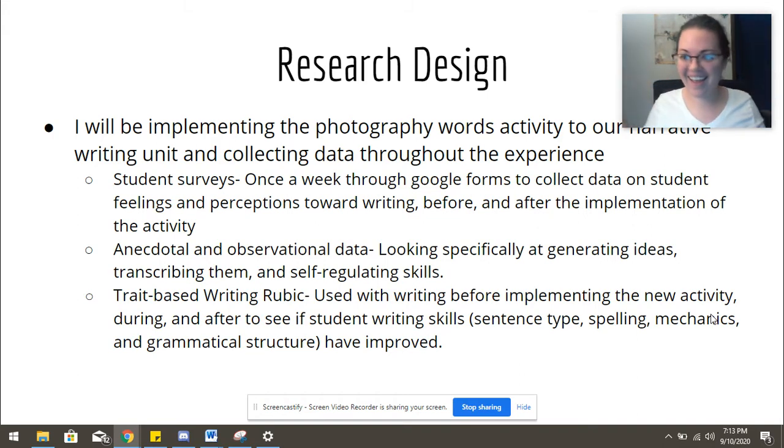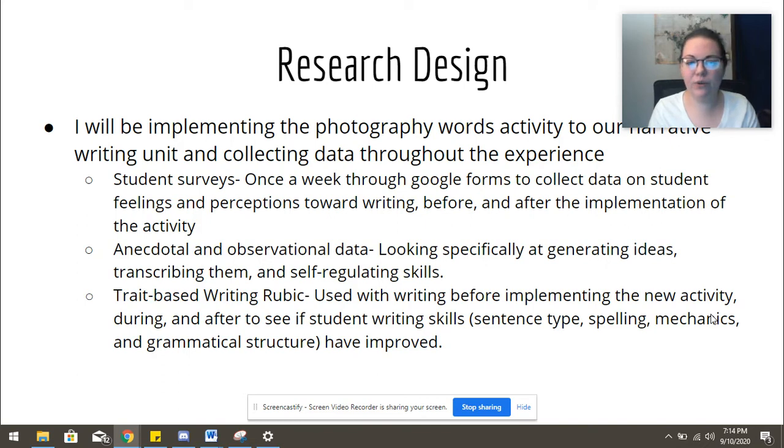So here's what I have so far, and I'm going to continue working on this and reporting about it this school year. So the first thing I did to collect data was student surveys. Once a week, I created a Google form to collect data on student feelings and perceptions toward writing. That was before, just using Lucy Calkins, and during, and then after the implementation of the photography writing project.